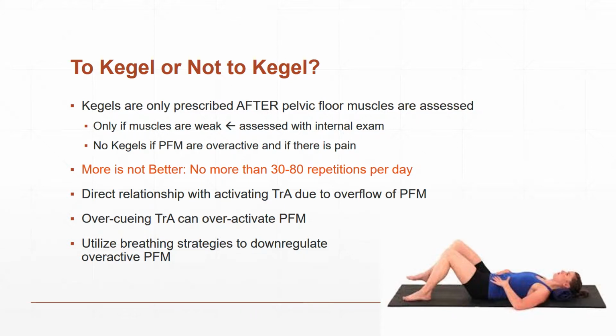And so there is potential for overworking the muscles. There's also a direct relationship with activating the transverse abdominis due to overflow of the pelvic floor muscles. So it's possible to actually over-cue the transverse and overactivate the pelvic floor muscles. So in this case, you want to utilize breathing strategies such as diaphragmatic breathing to downregulate these overactive pelvic floor muscles.